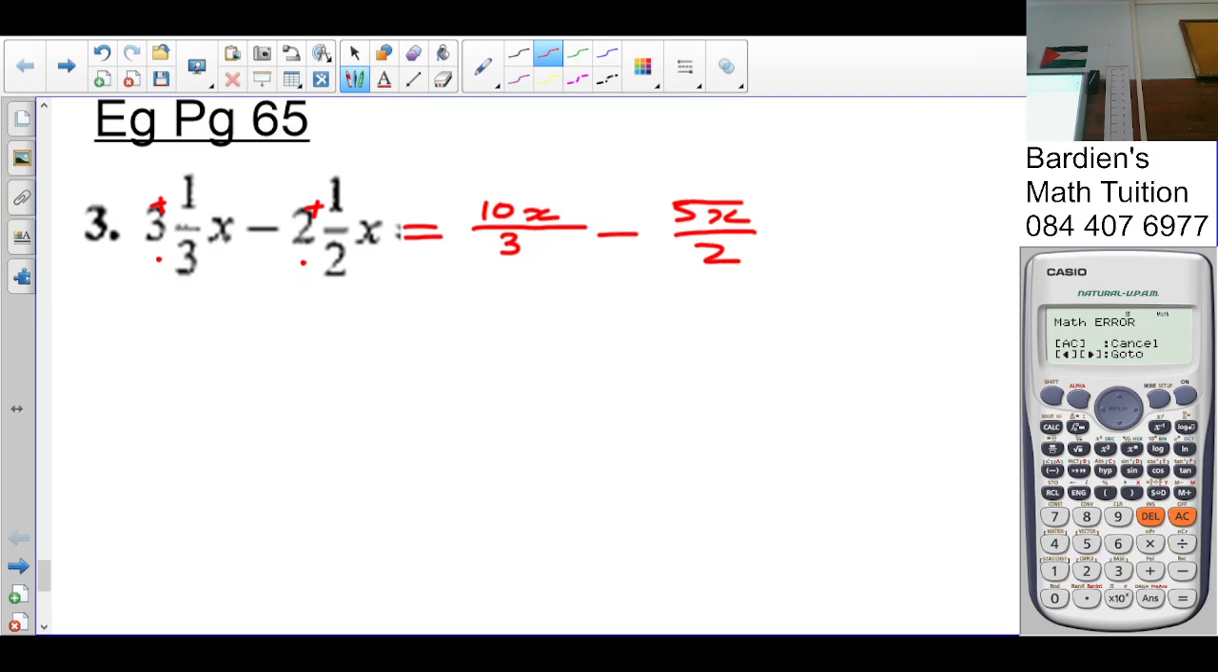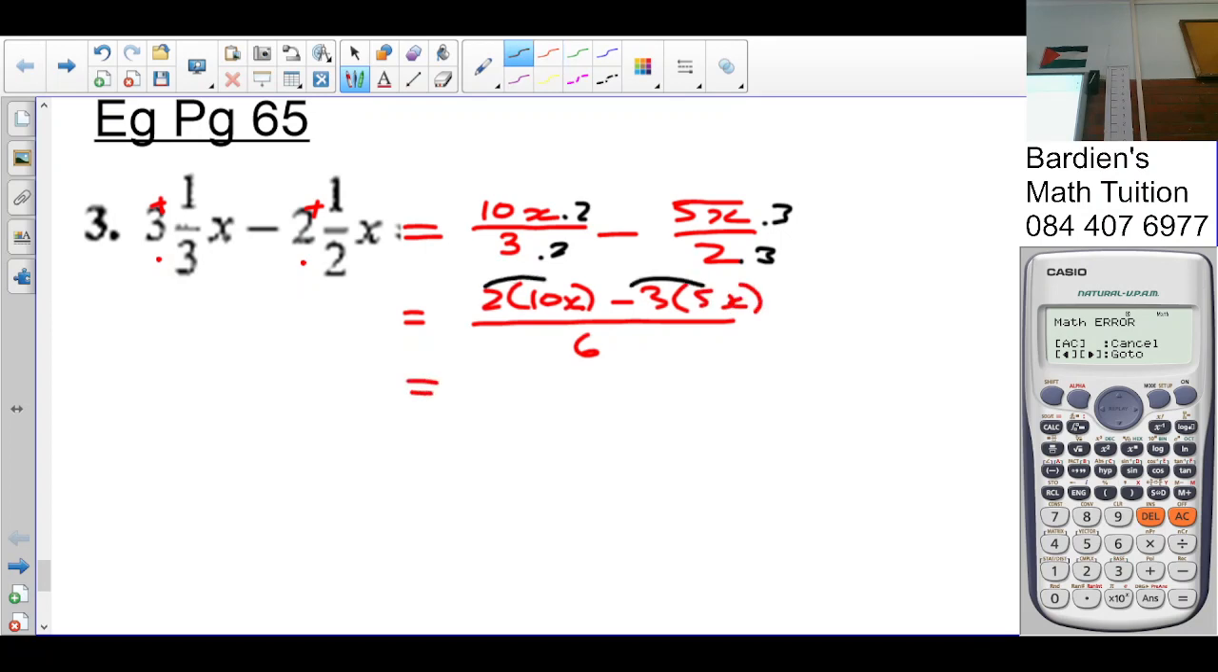Now what do we do? Find the LCM. And it's 6. Okay. So this here is multiplied by 2. This by 3. That's going to give you 2 times 10x minus 3 times 5x. Not so? So what we do now, we multiply, we get rid of the fractions, the brackets. Now what? 20x minus 15x over 6. What's 20x minus 15x? 5x over 6.